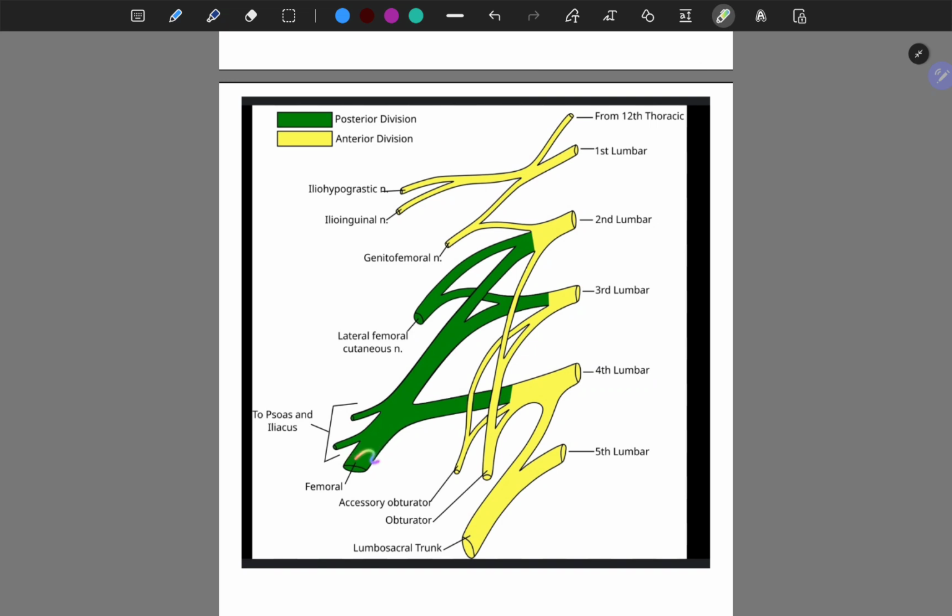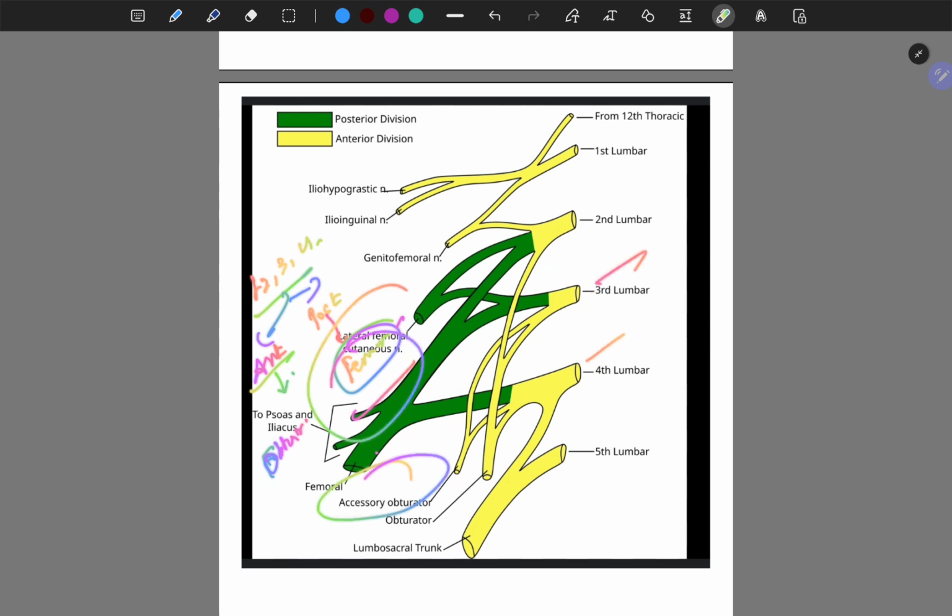Femoral nerve is a branch arising from the L2, L3, L4 posterior division. Lateral femoral cutaneous nerve, the root value L2 and L3 posterior division. Obturator nerve, anterior division of L2, L3, L4. So L2, L3, L4 have anterior and posterior divisions. Anterior gives rise to obturator nerve, posterior gives rise to femoral nerve. And L3 and L4 is the accessory obturator nerve.